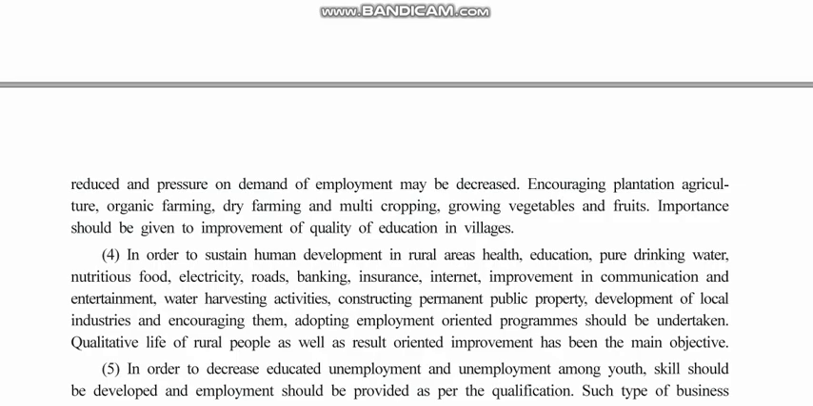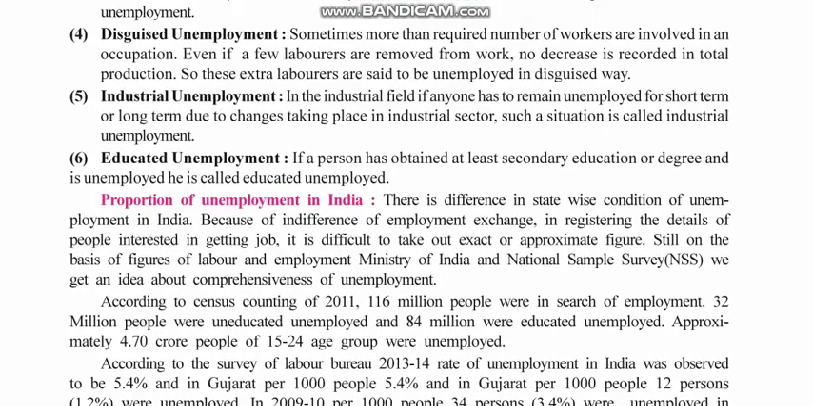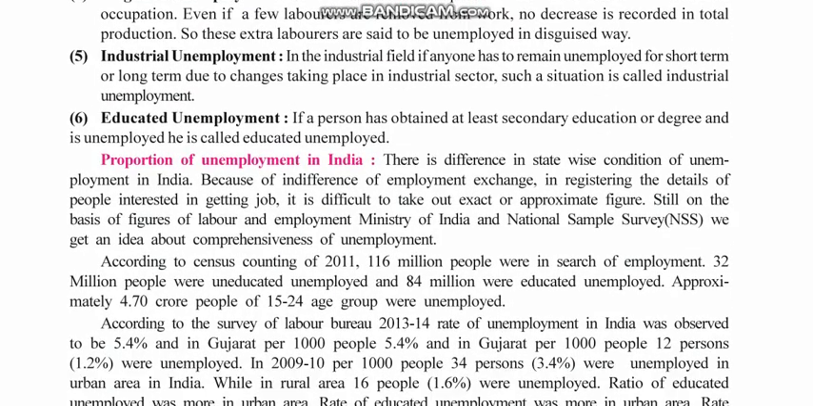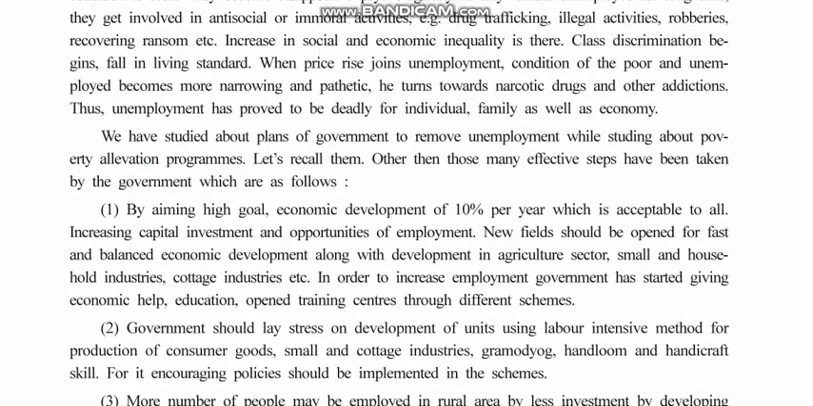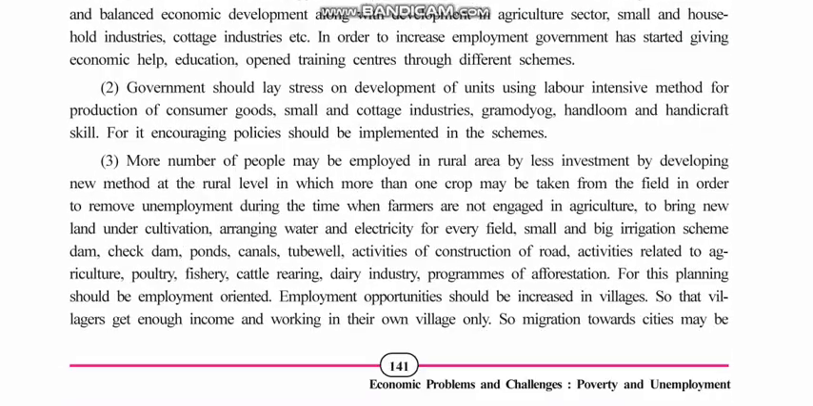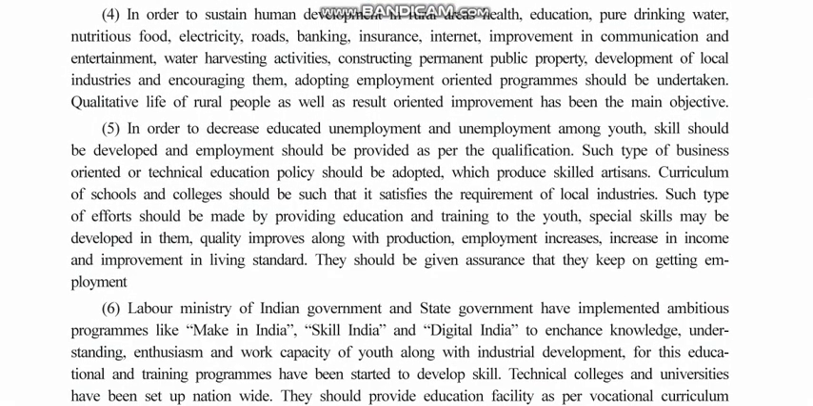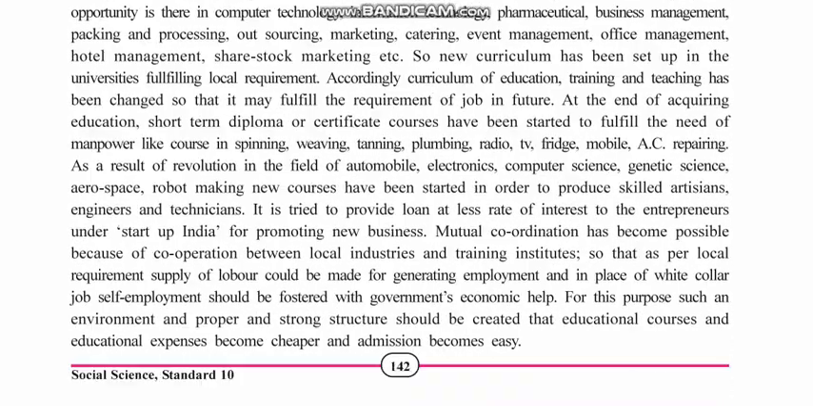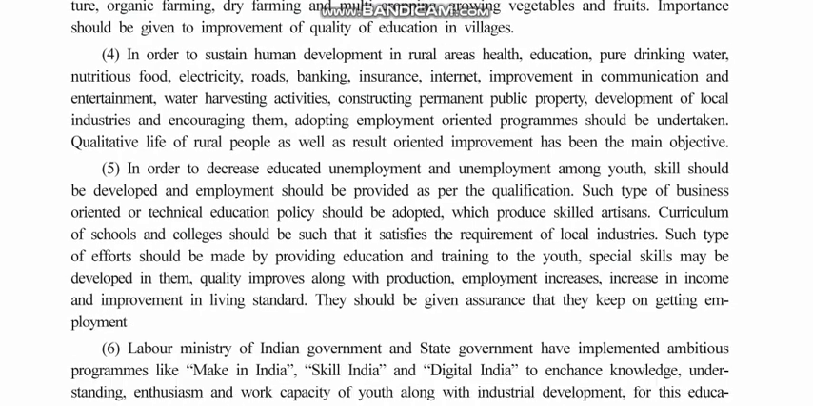In the previous video lectures we saw about the efforts to reduce unemployment. At the same time we saw about the proportion of unemployment in India. We saw 3 points in the efforts to reduce unemployment taken by the government. Now we are going to see the 4th, 5th, 6th, 7th, 8th, 9th and the other remaining points. So let us start without wasting time.